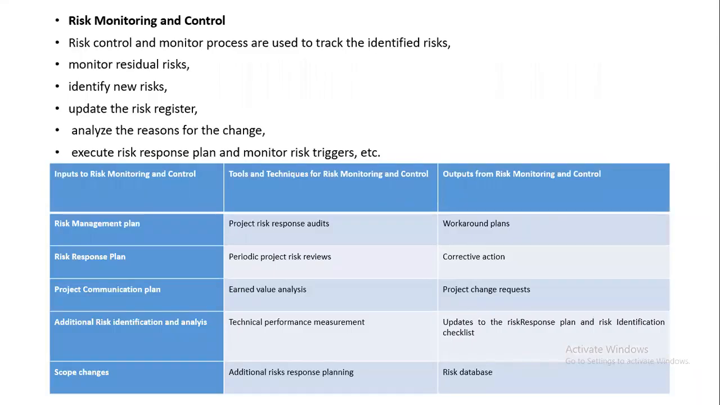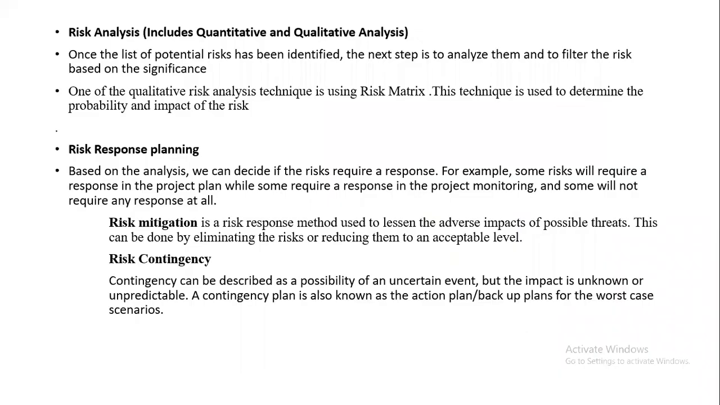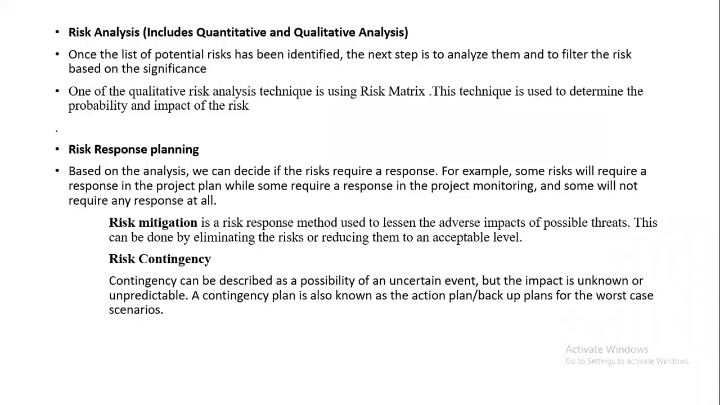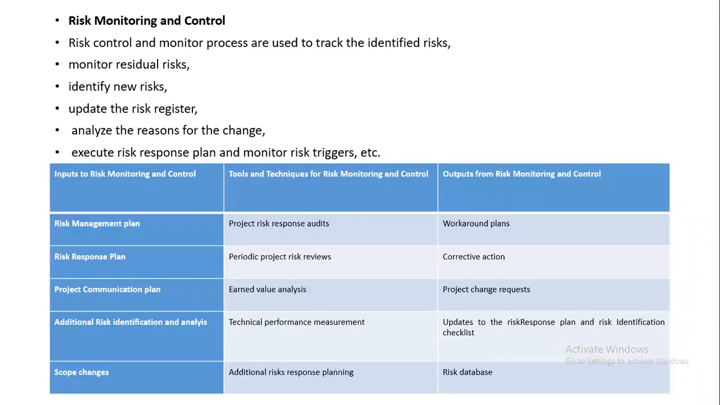And then the final step in our risk management process is risk monitoring and control. First we identified the risk. After identification, we did the risk analysis. After risk analysis, we did risk response planning. And finally, we will be doing monitoring and control. The basic idea here is that we are going to monitor as well as control the risk. We do this to track the identified risks.